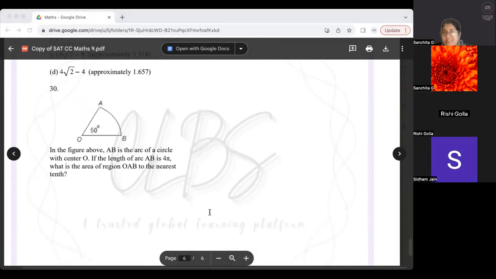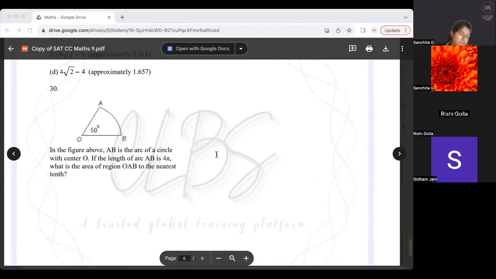Last question is really simple. 14.4? Sorry, I didn't get you. Could you repeat that? Rishi, what did you get? They gave the length of the arc.